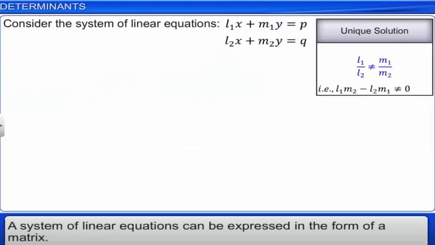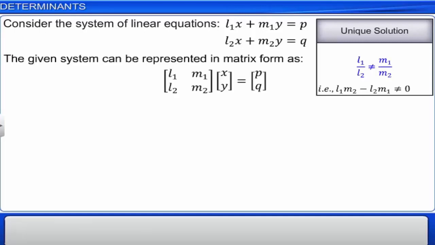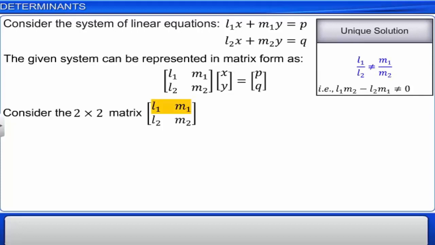You have learnt that a given system of linear equations can be expressed in the form of a matrix. So, on representing the given system in the form of a matrix, we obtain the equation shown. Let us now see how we can define a unique solution of a linear system in terms of a matrix. Consider the 2 by 2 matrix with the elements L1 and M1 in the first row, and L2 and M2 in the second row.